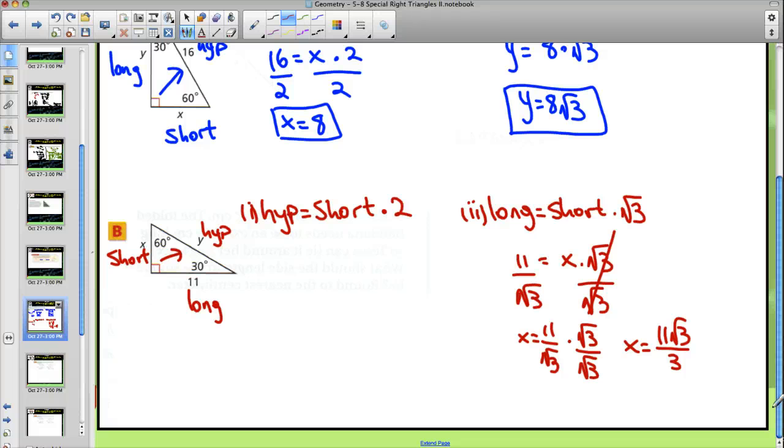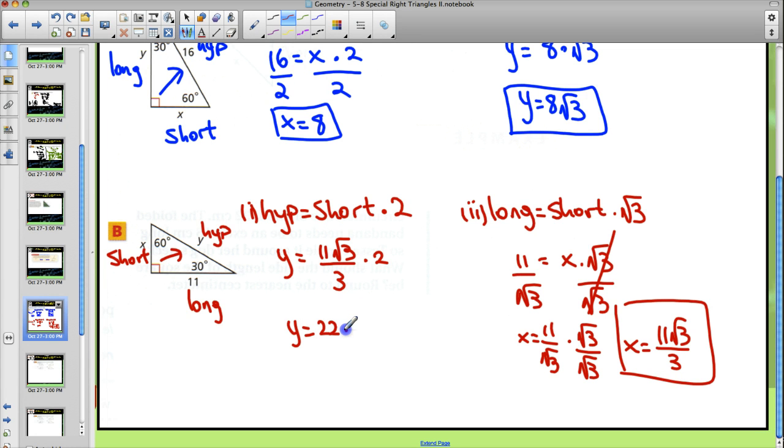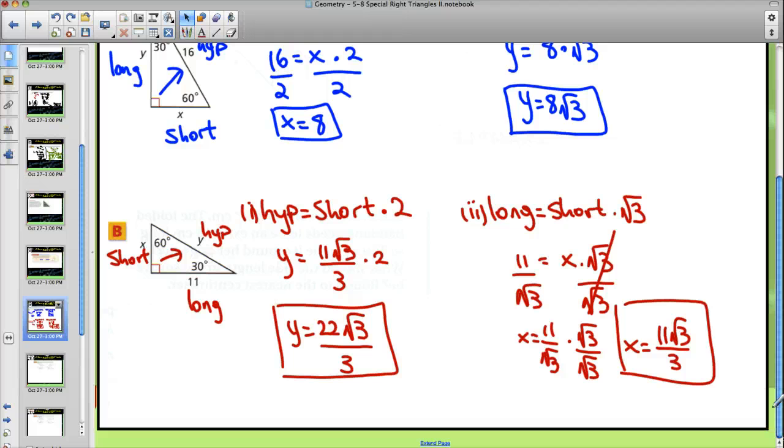I need to find out what y is equal to. I go to the other formula that says the hypotenuse, which is y, is equal to the short, which is 11 radical 3 over 3 times 2. So the number in front of the radical sign is going to be affected by that 2. So 2 times 11 is going to be 22. Square root of 3 stays put. The entire thing was over 3. That's my answers. Y is equal to 22 radical 3 over 3. X is equal to 11 radical 3 over 3. So that's pretty much the approaches. Okay.